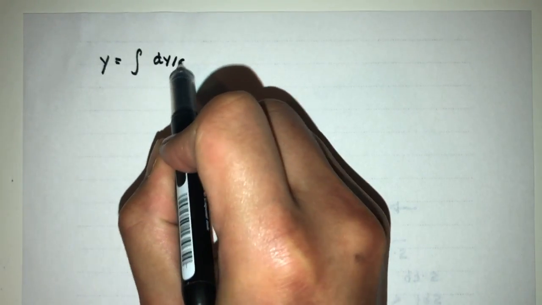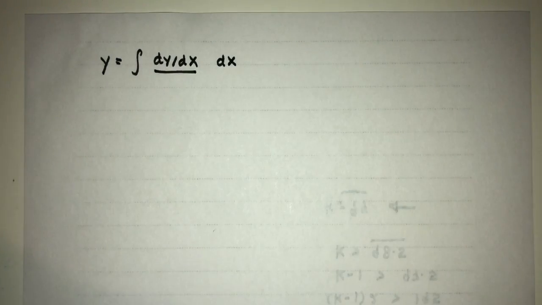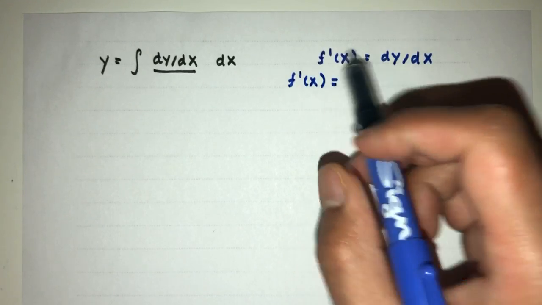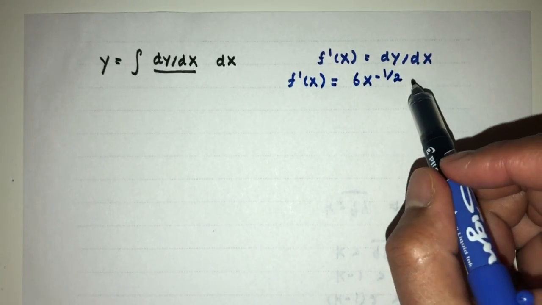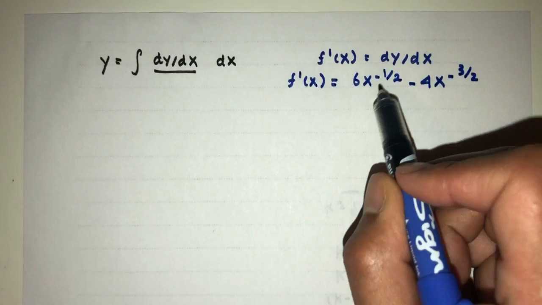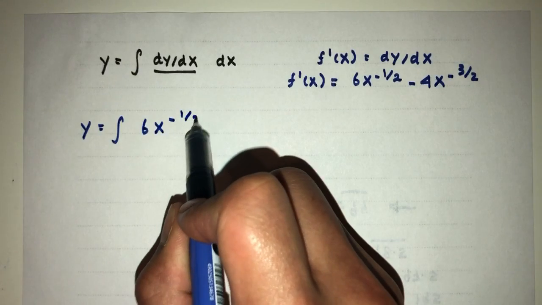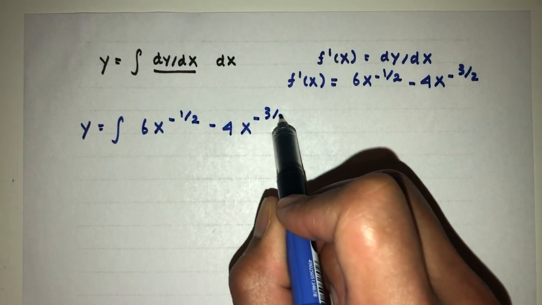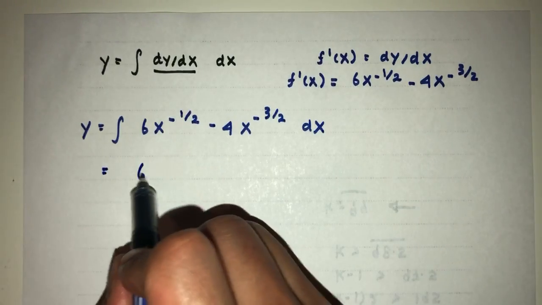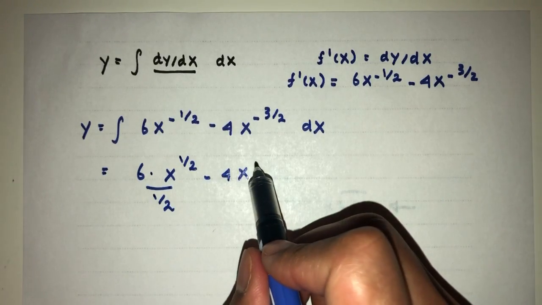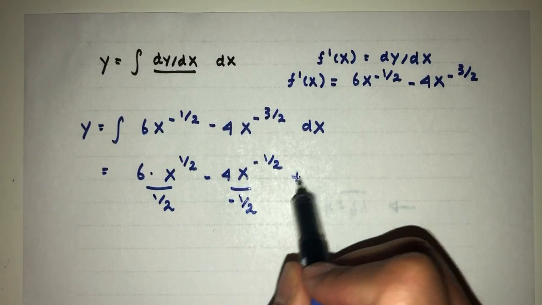So we have here, y is the integral of dy by dx. That is the equation that we need to know to find the value of y. Now replace. We know that f prime of x is the same thing as this, and f prime of x is given by the question, which is 6x power half minus 4x power 3 over 2. So of course, do not forget the minus sign when you do this. So y will be the integration of 6x^(-1/2) minus 4x^(-2) dx. So that will be 6, x, we have to plus 1, that will become half, divided by half, minus 4, plus 1 becomes minus half, over minus half, of course, plus c.